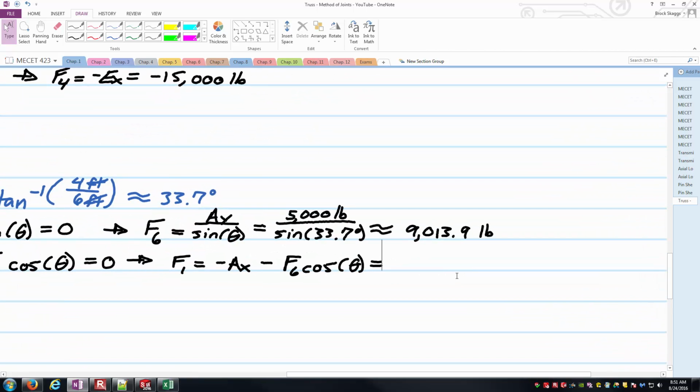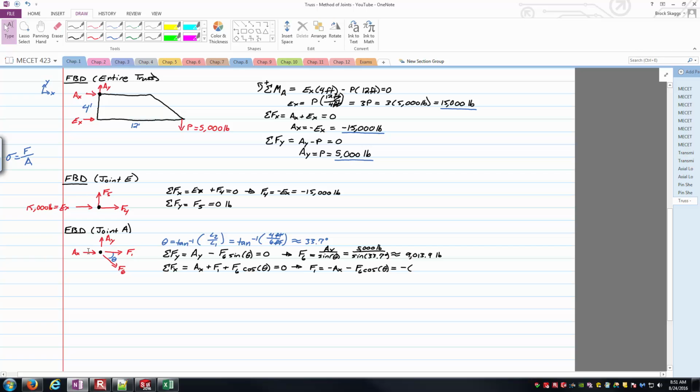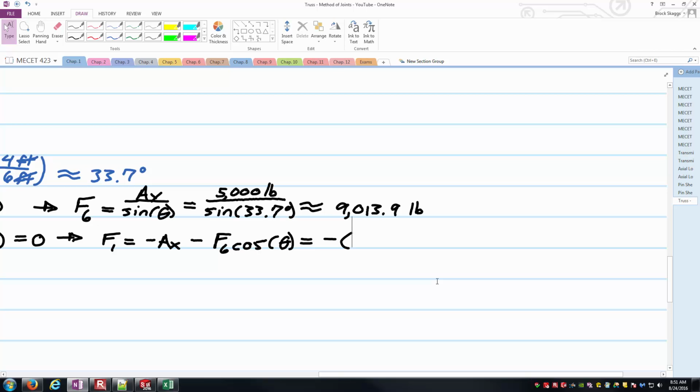Where's the negative and the negative come from? Well, the first negative is this negative sign right here that came from the algebra. The second negative is coming from the fact that I pointed a sub x in the same direction in this free body diagram as I did in this one, so that I can substitute the exact value that I got here, the negative 15,000. And so I just take that, that was negative 15,000, throw that in there. Notice it's going to become a positive value. Minus our F6, we just solve for that F6 value, that's the 9,013.9 pounds, times, in parentheses, so we don't get confused, the cosine of our angle, 33.7 degrees.